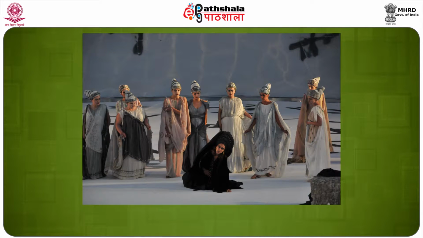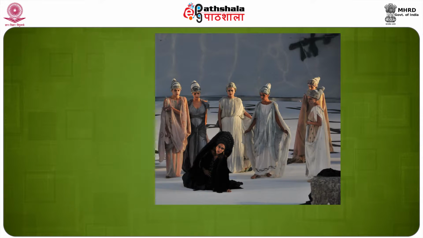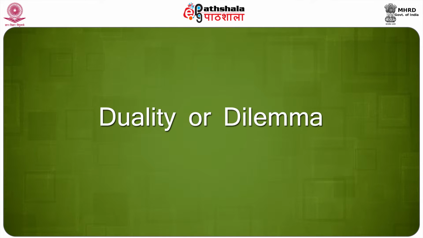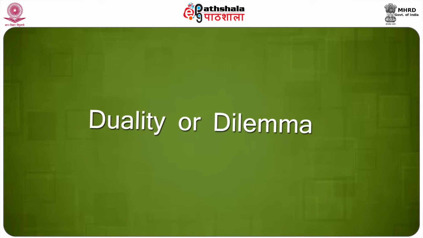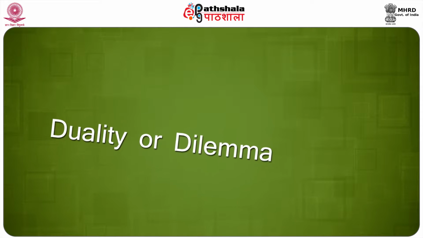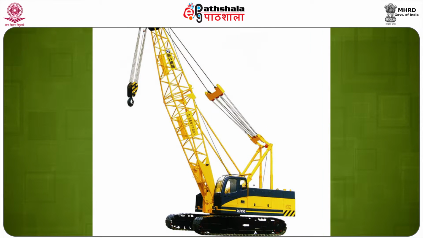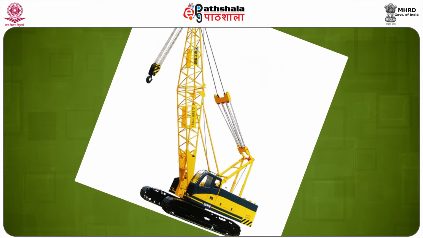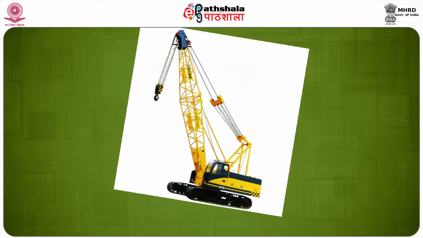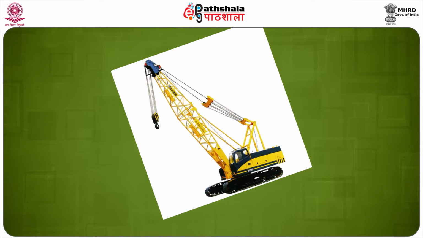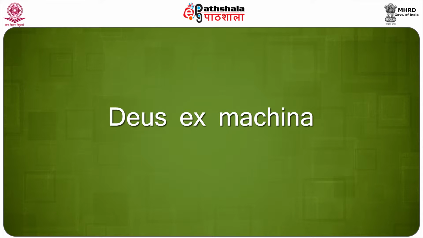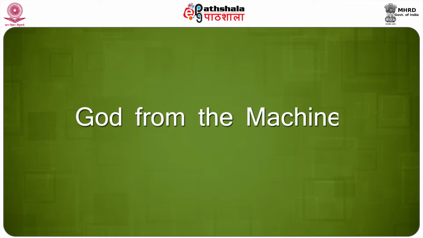Many Greek plays ended with divine intervention. The play would reach a point where a particular duality or dilemma could not be resolved, and a deity would appear in the sky and provide direction. To show this device, using a crane or similar contraption, an actor would be shown as being in the sky and he would be set down upon the roof of the skene. The technique was called deus ex machina in Latin, which means God from the machine.